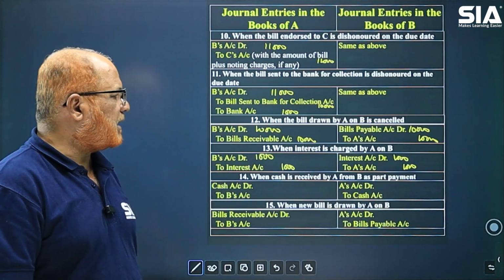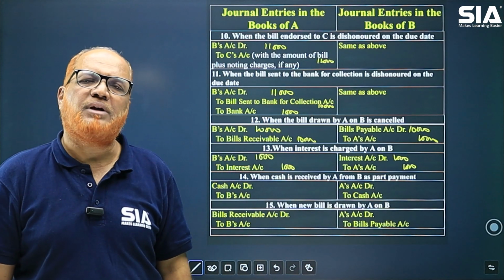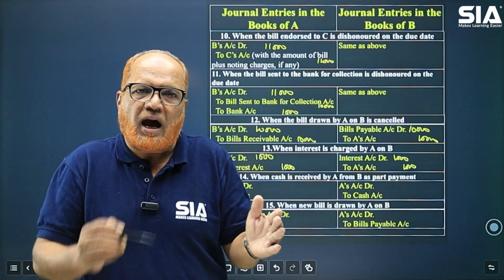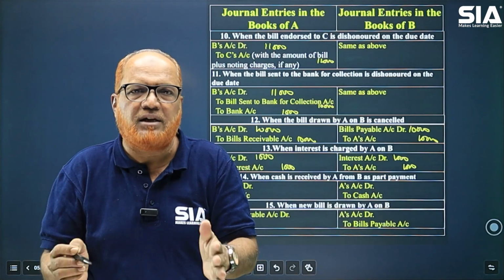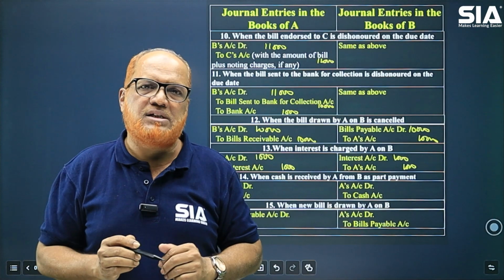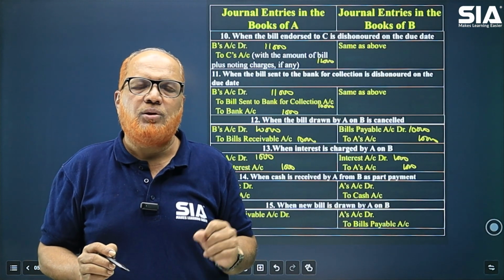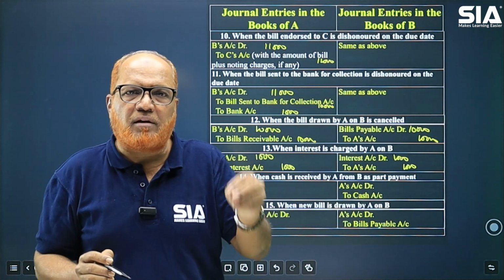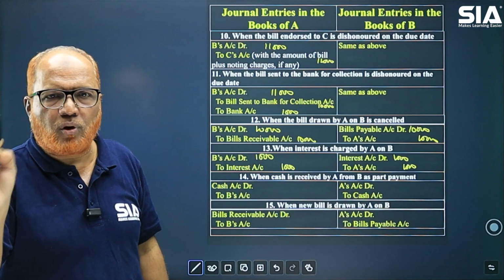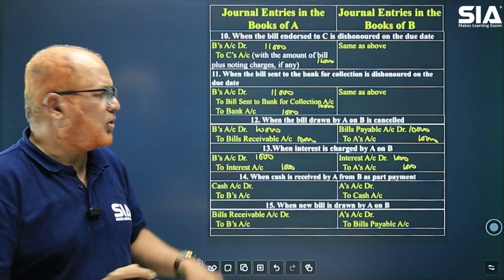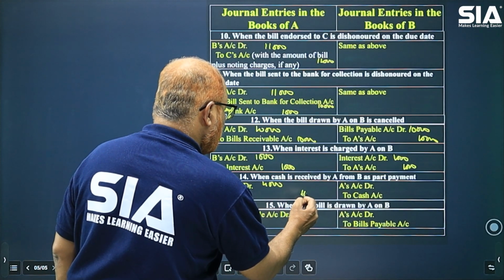Next is when cash is paid by A from B as part payment. Sometimes the drawee says, I will give you a part payment. Instead of 10,000, I will pay you 4,000 right now. The new bill will be for 6,000. The whole amount he is not paying, only part payment he is making. So cash 4,000 is being received by A. So entry will be cash account debtor 4,000 to B's account 4,000.